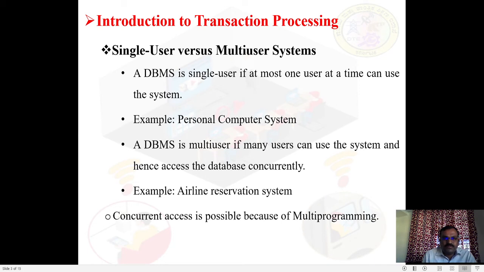Single user system means a DBMS is single user if at most one user at a time can use the system. Single user means only one user can use the system at a time. For example, personal computer system.